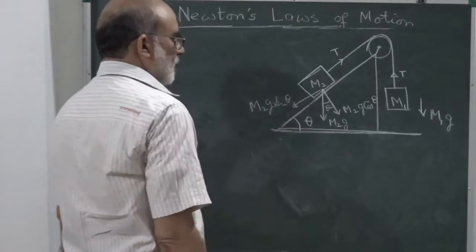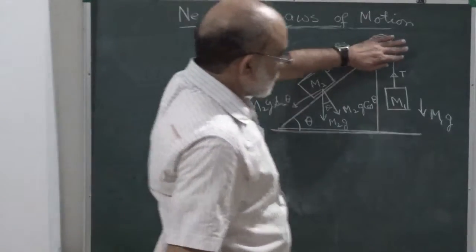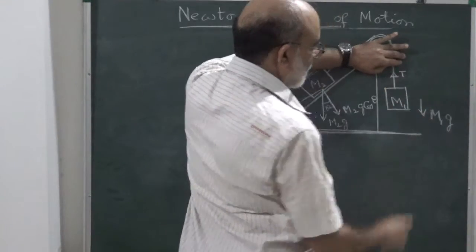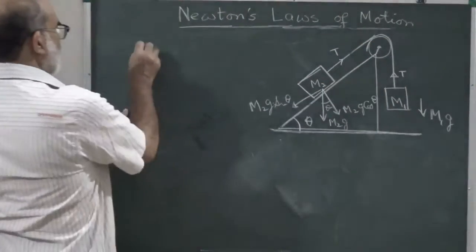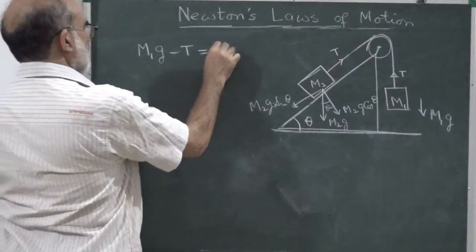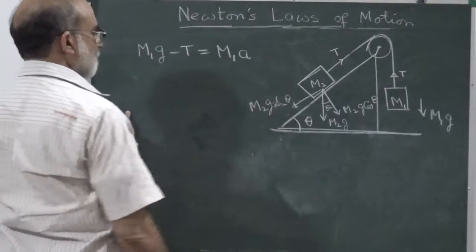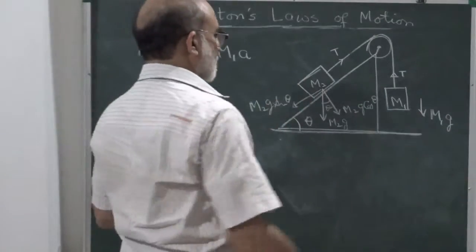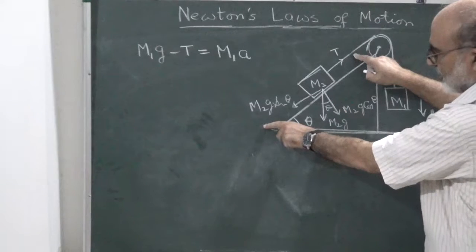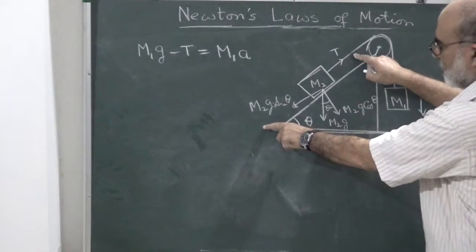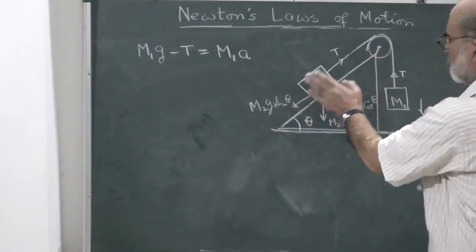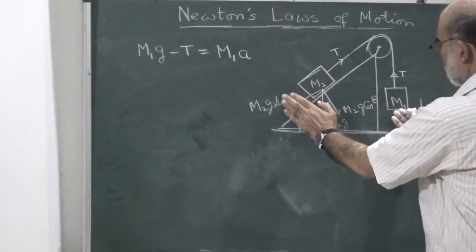Now the equation of motion for this can be written as M1G minus T is equal to M1A. And for this block, T is here and M2G sin theta is opposite to T, but the block is moving vertically up. It may move up or it may go down, then this will go up.